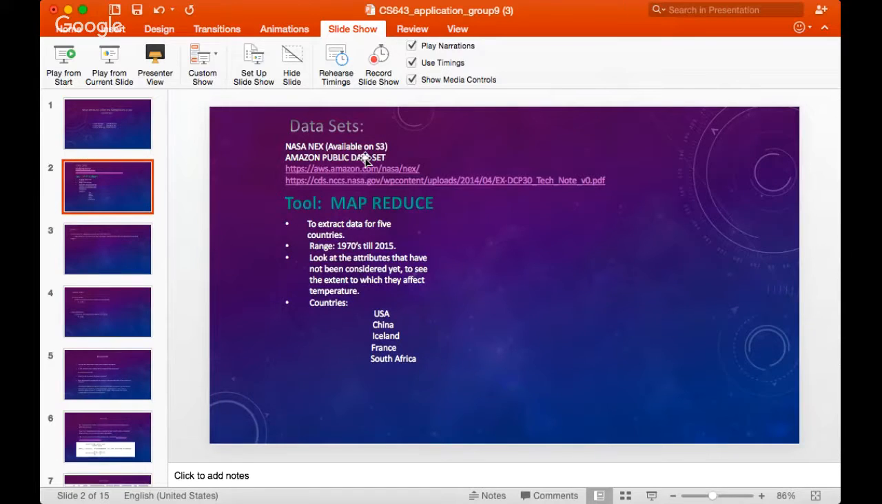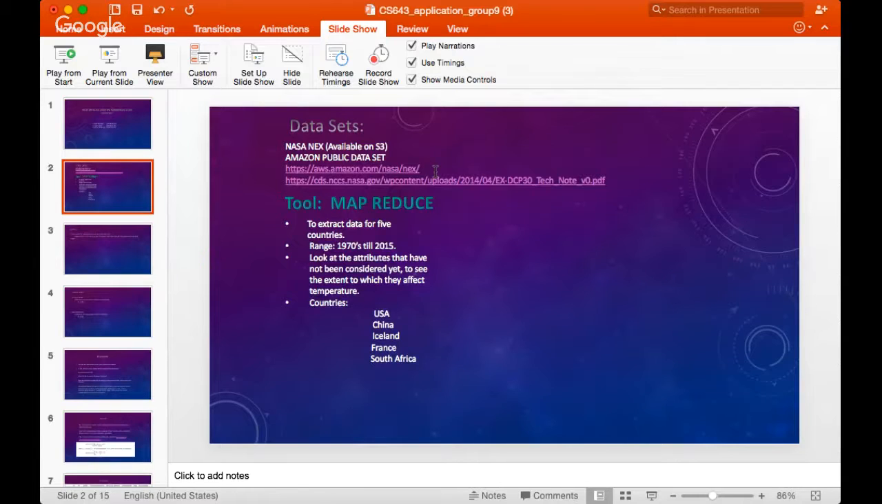The data set we took was from the NASA NEX, which was available on the Amazon public data set. The tool we used was Hadoop MapReduce. What we tried to achieve through this project was to find the attributes that haven't been considered yet, but we also looked at the attributes that have been considered and the impact they had on global warming. The basic attribute was CO2, but the other attributes were methane and nitrous oxide. We looked at those attributes. We also looked at some other attributes.